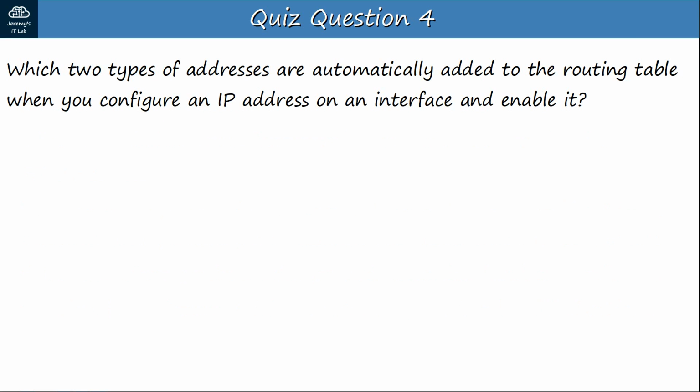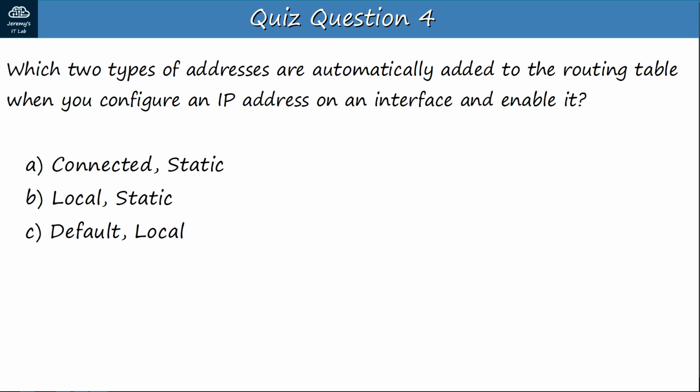Which two types of addresses are automatically added to the routing table when you configure an IP address on an interface and enable it? A. Connected and static. B. Local and static. C. Default and local. D. Connected and local. Pause the video to think about your answer.